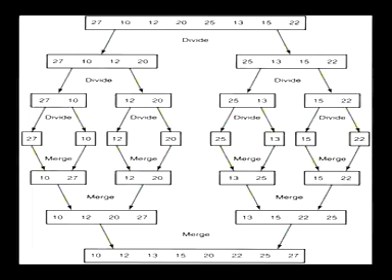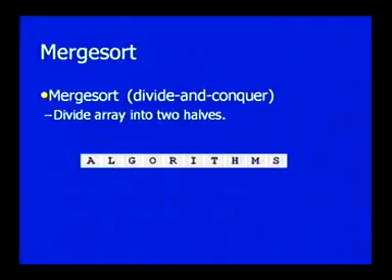Then you can see very well how that merging is taking place. 27 10, I am comparing and putting that in the required order, that is 10 27. Then in the next stage I am combining these two arrays to give an array of 4 elements, then later on I am trying to combine these two things to give the resultant.